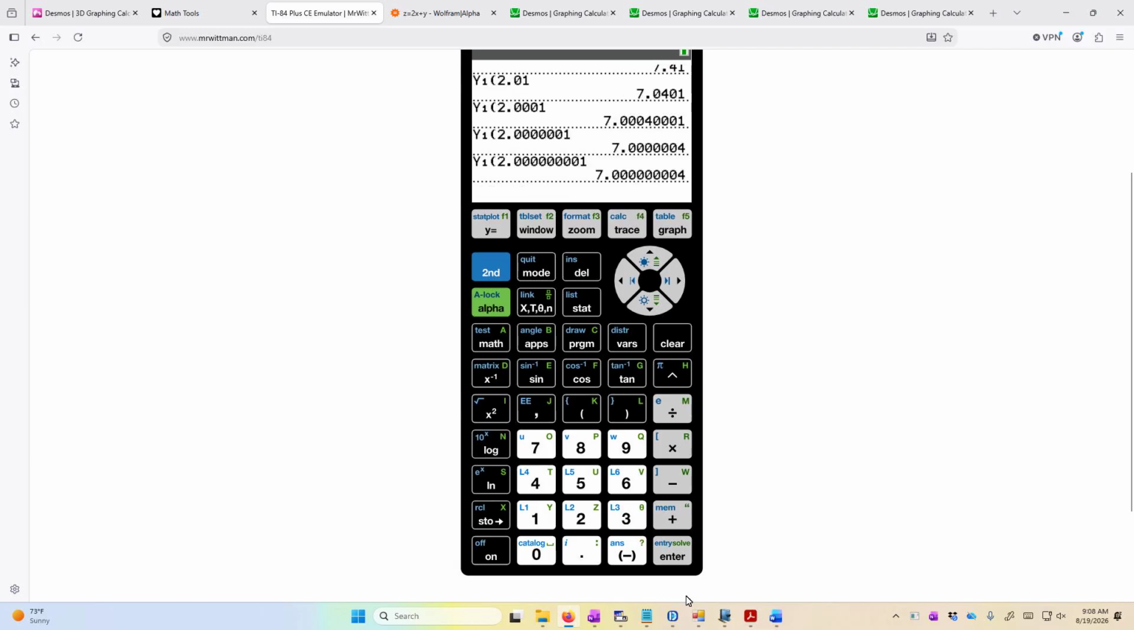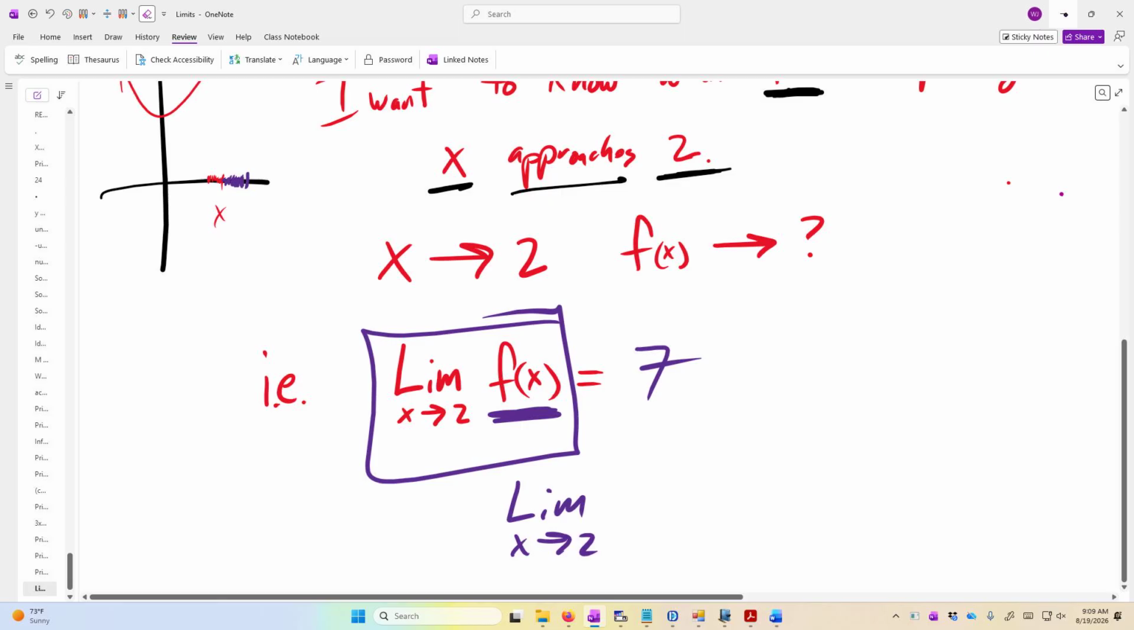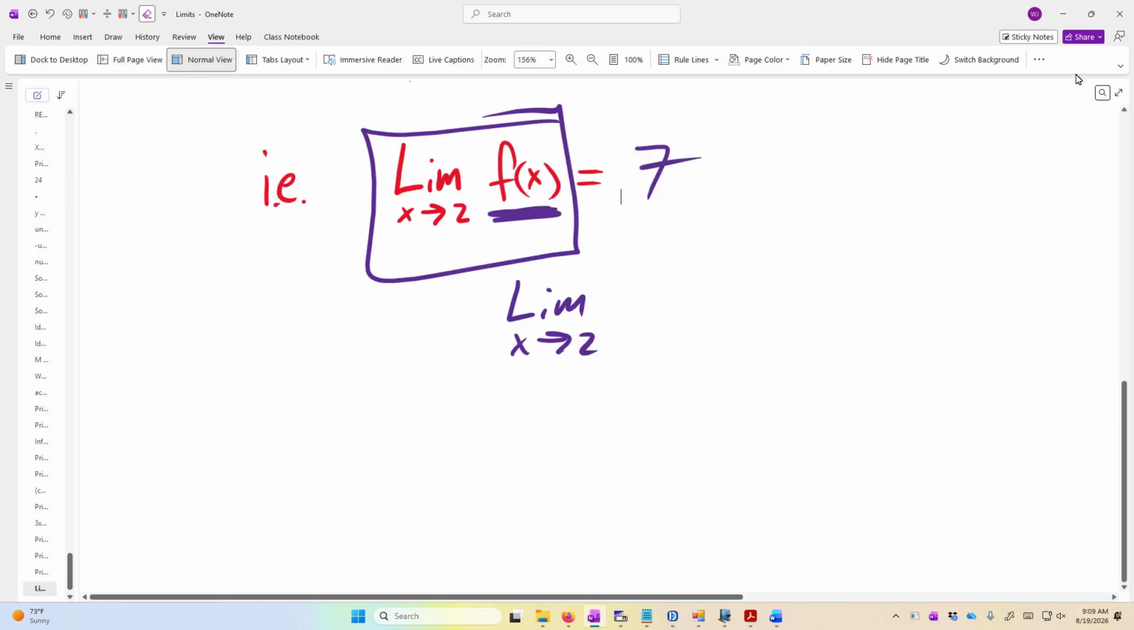So as we plug in numbers from the right, the numbers are slightly greater than 2. And the closer we got to 2, what is our function getting closer and closer to? 7 as well. Okay. Limits, we don't care what happens at this number, 2. We only care what's happening from the left and from the right.